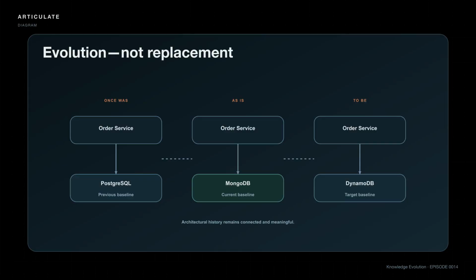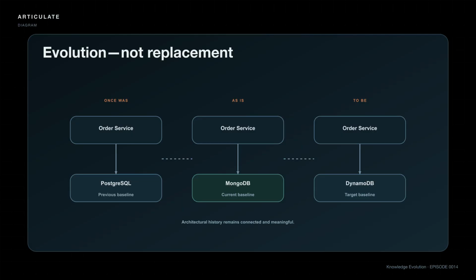Time becomes particularly important during reconciliation. We might eventually understand that the order service used Postgres, the order service currently uses Mongo, and the order service might move to Dynamo. Those aren't contradictory claims. Together they describe the evolution of the architecture, of what once was, what is, and what is to be. And importantly, accepting Mongo doesn't mean deleting Postgres. If Postgres genuinely represents the architecture previously, it remains part of the architectural history.